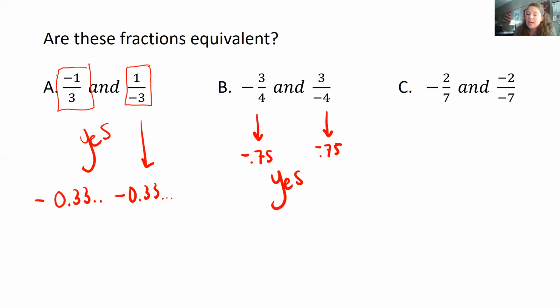In other words, it doesn't matter where that negative sign is. It can be in the numerator or the denominator or in front of the fraction. All 3 of those places are fine. It makes the whole fraction negative.